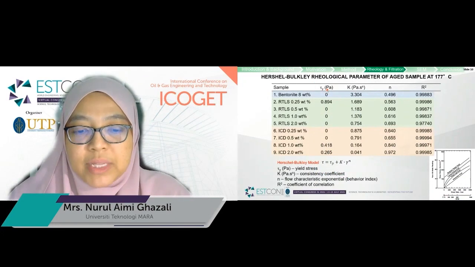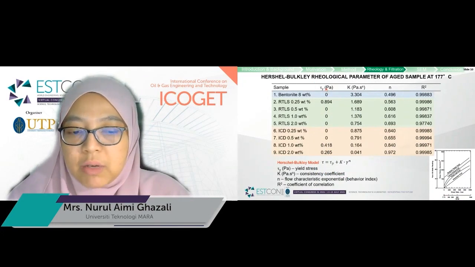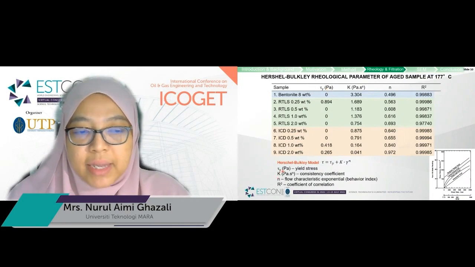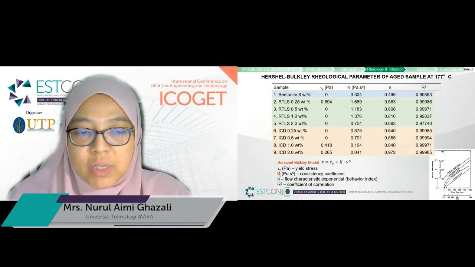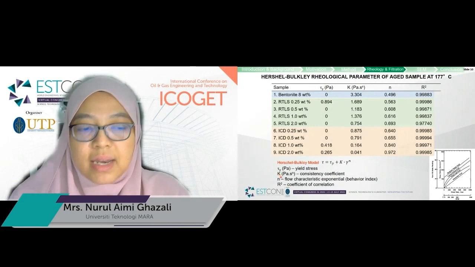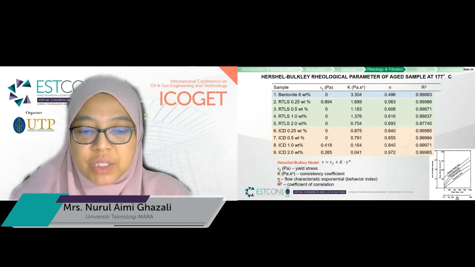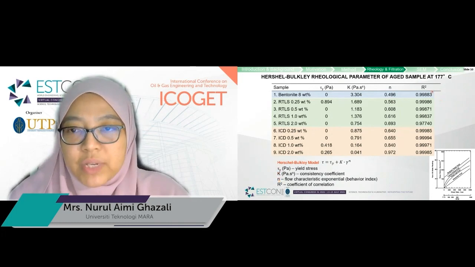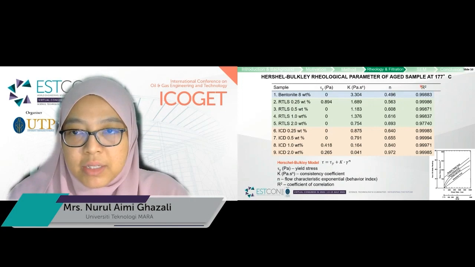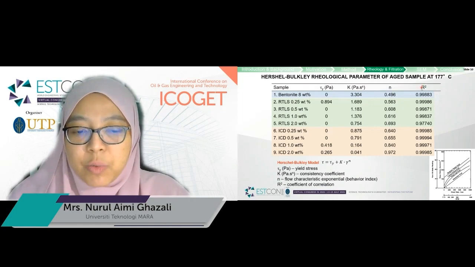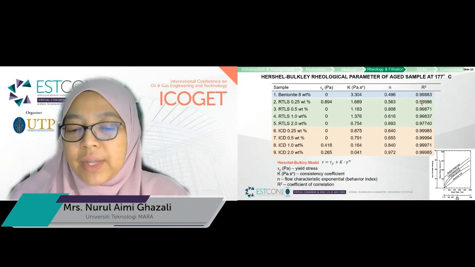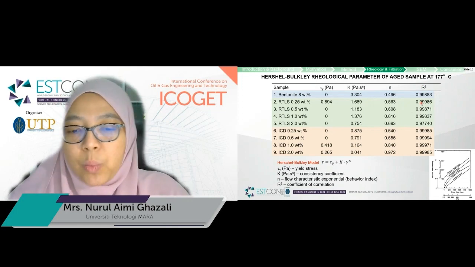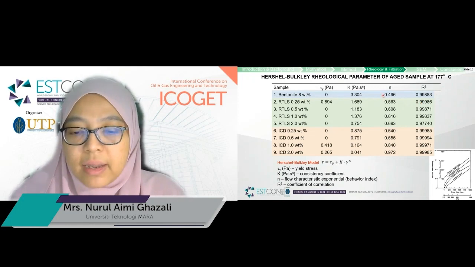Experiment data were fitted to the Herschel-Bulkley model using Origin. Tau represents the yield stress, K the consistency coefficient, and N the flow characteristic exponent. All these data present a good linear relationship as all the coefficients R squared are around 1, meaning that the model fits well with the experimental data. The fluid behaves like a pseudoplastic with a low value of N.